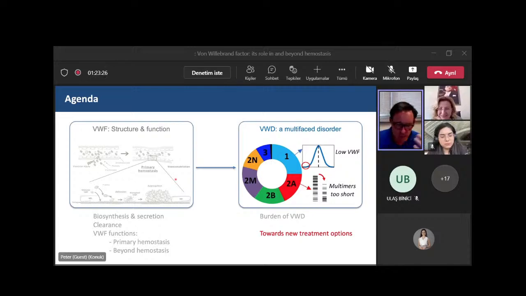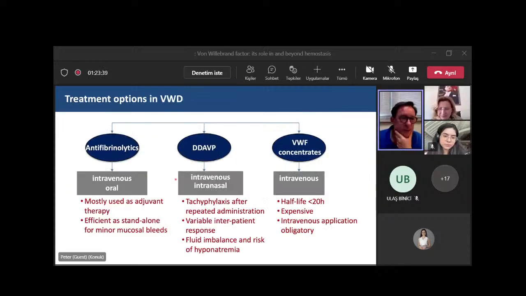So now we have talked about the burden of VWD in patients. They have reduced quality of life, especially women. So what can we do about it? Well, when we look at treatment options for VWD, what we have today is actually very limited. So we have Willebrand factor concentrates, which you need to infuse intravenously. They have a short half-life of less than 20 hours. They are expensive, and you really need to do intravenous application. You cannot give it otherwise.